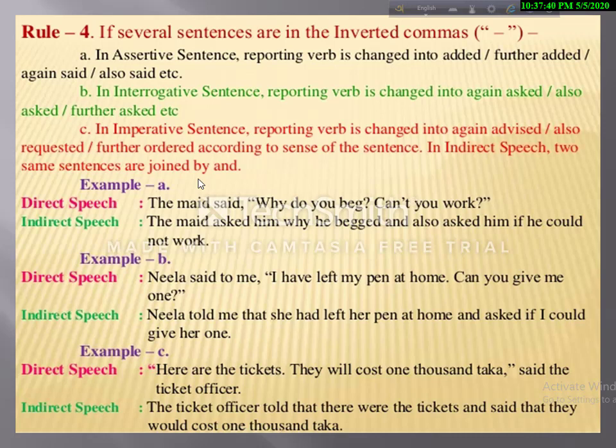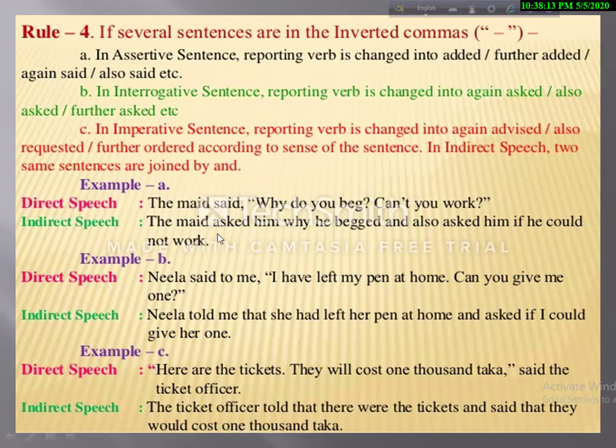So in this way, these additional verbs will help you to write the additional sentences or the extra sentences. Okay, let us have an example to make it clear. The maid said, "What a bag, can't you walk?" So look, here in this sentence there is only one repeating verb, that is said, but there are two repeated speeches, and the first one is why do you beg, and the second one is can't you walk.